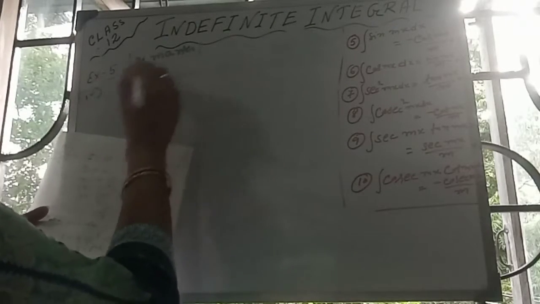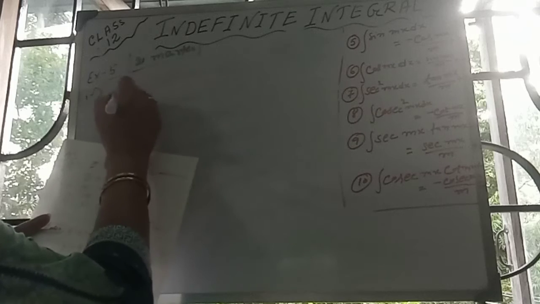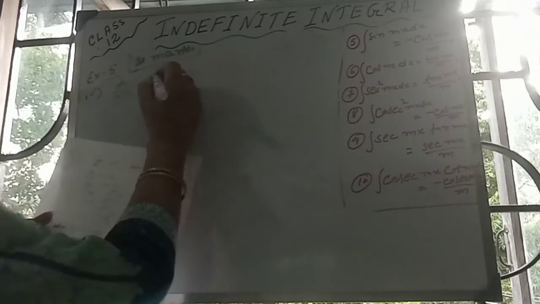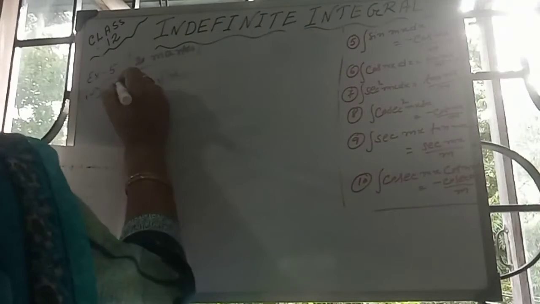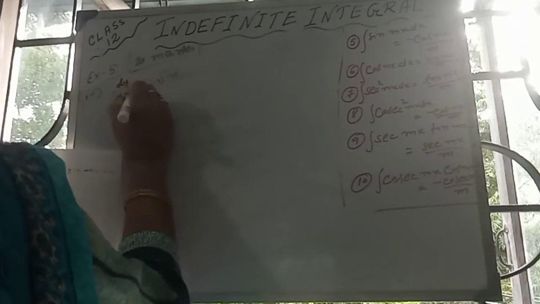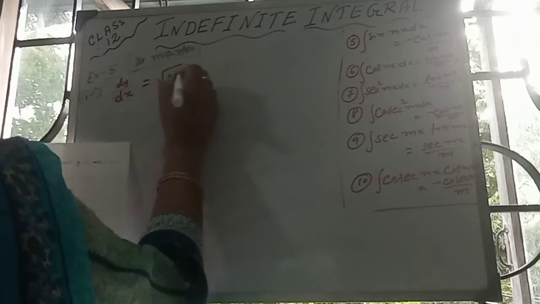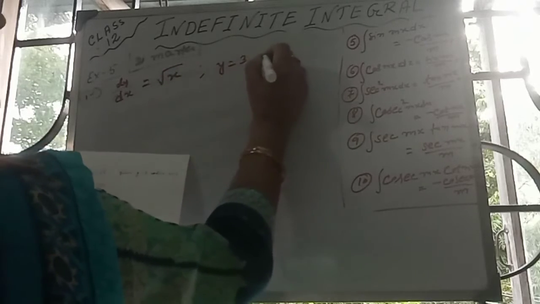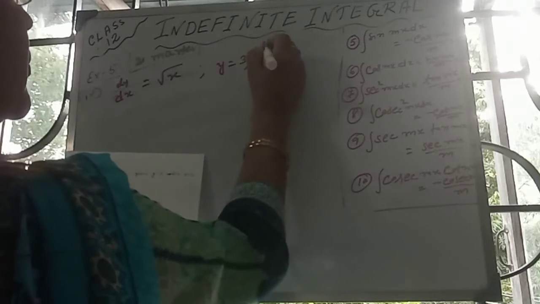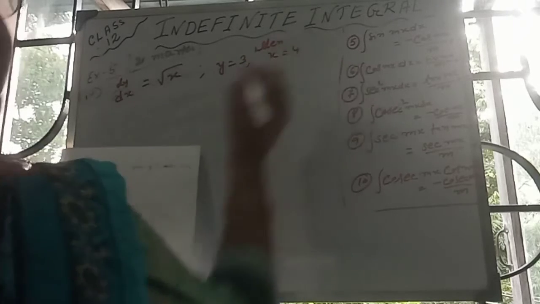Next sum, part 4. What is the question? dy by dx is equal to root x, given y is equal to 3 when x is equal to 4. This is the question.